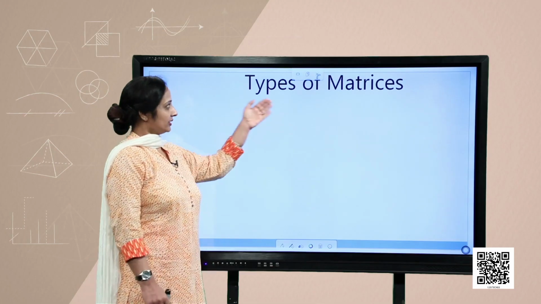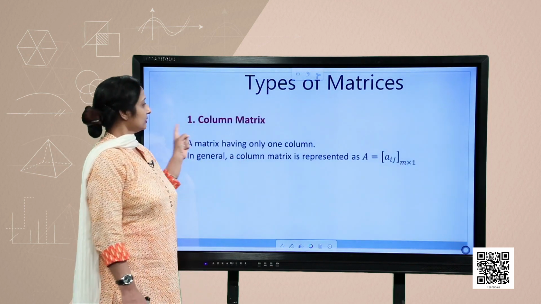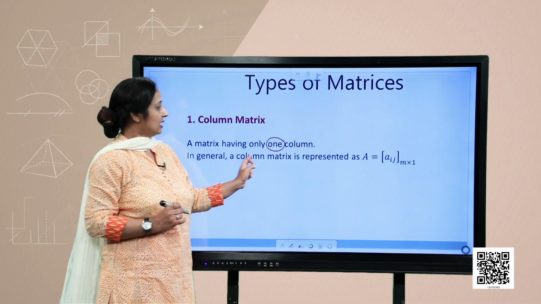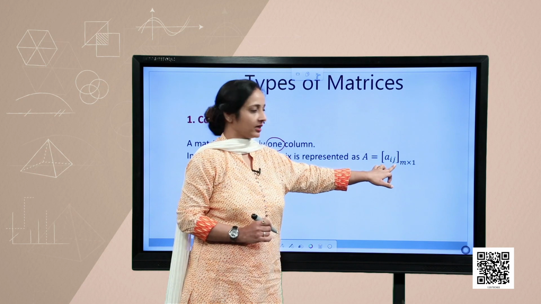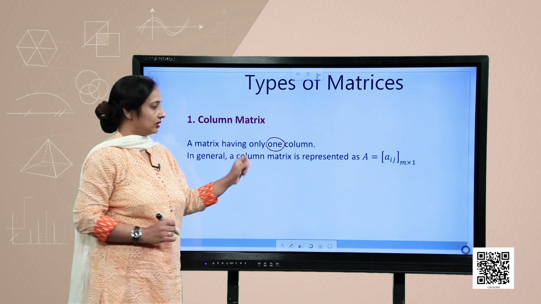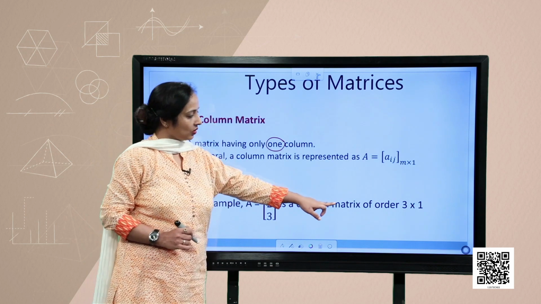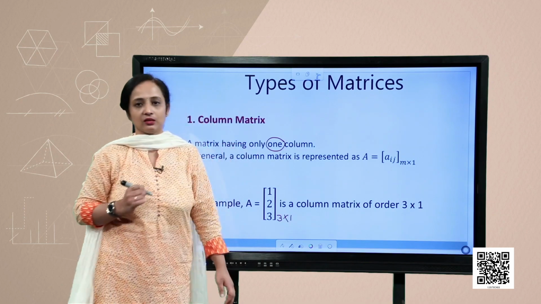So next we are going to study types of matrices. We have different types of matrices depending upon their order or elements. So first is column matrix. A matrix having only one column, just a single column, is known as a column matrix. For example, a column matrix is represented by A equal to [aij] m by 1. It is going to have many rows but a single column. For example, A equal to 1, 2, 3 is a column matrix of order 3 by 1. It has 3 rows but a single column.